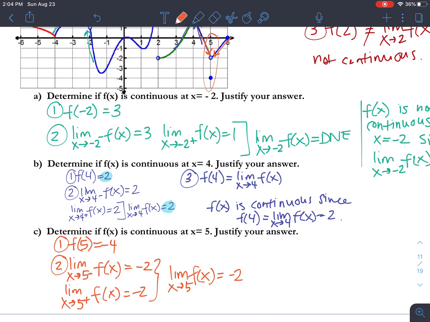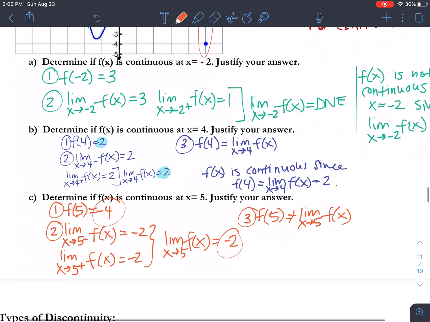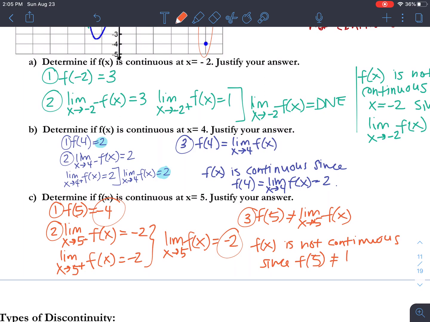But you guys probably already said, and hopefully we discovered, this is not continuous. Why? It's going to fail step 3, which says, is f of 5 equal to the limit as x approaches 5 of f of x? In this case, they're not equal, right? This was negative 4, this was negative 2. So it's not continuous at x equals 5. Not continuous since f of 5 is not equal to the limit as x approaches 5.